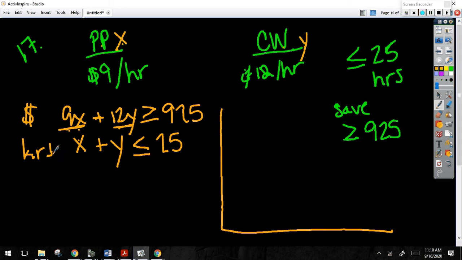Are y'all paying attention to me? Do you understand why I'm restricting myself to the first quadrant? And I can't work negative hours in either place, right? That would be silly. All right, so for the next one, sorry if you guys had that all shaded in already.